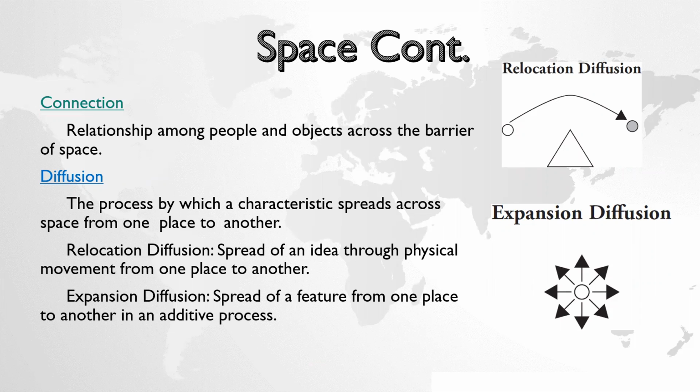There are lots of types of diffusion, and we'll come back to this in later units, but let's do a quick crash course on each type. The first is relocation diffusion, the spread of an idea through physical movement from one place to another. Think Christianity, beginning in modern-day Israel, spreading to Europe, the Americas, and Africa. Then expansion diffusion, the spread of a feature from one place to another in an additive process.